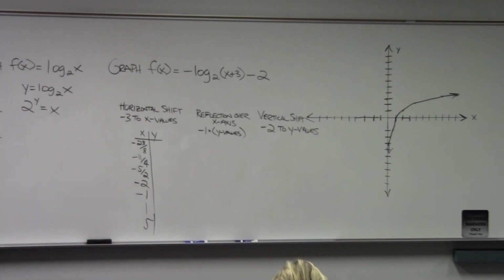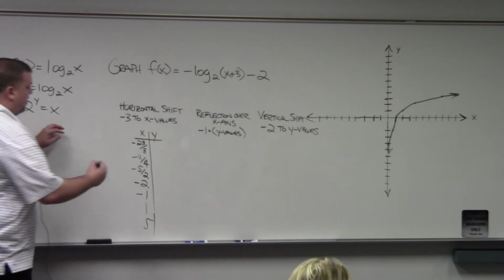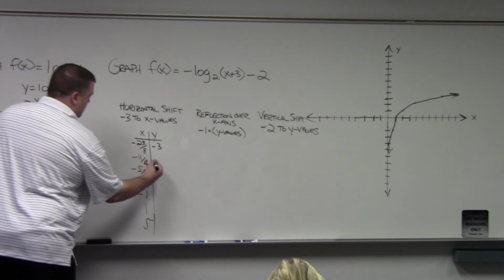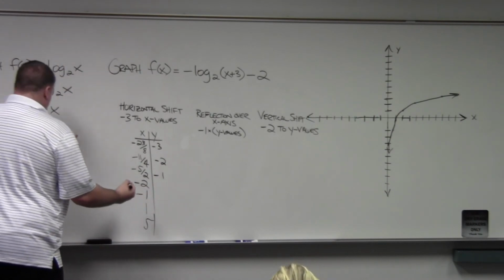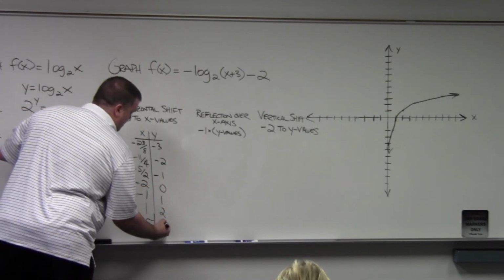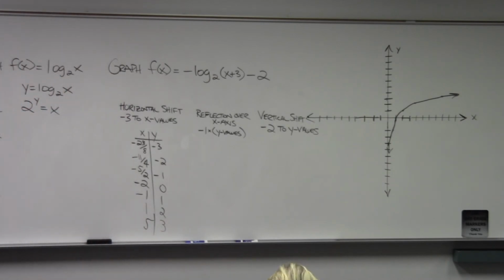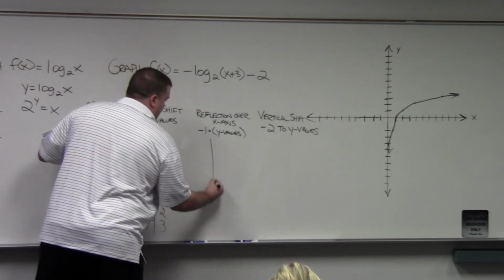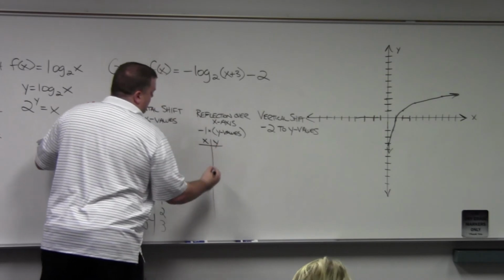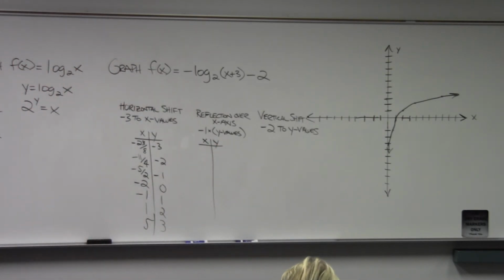Is that horizontal shift going to affect my y values at all? Nope. The horizontal shift is strictly x values. So my y values for this transformation are staying the same. So all we did there is we subtracted 3 from all of our x values. To take care of the reflection over the x-axis, I'm just multiplying my y values by negative 1.